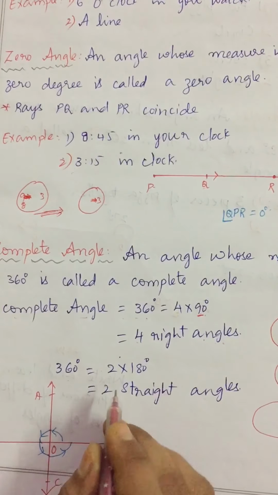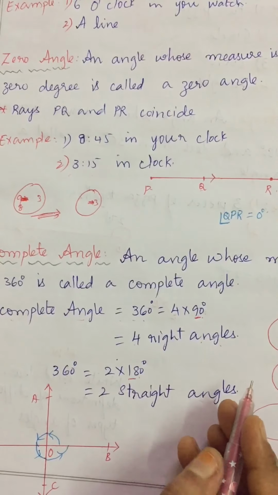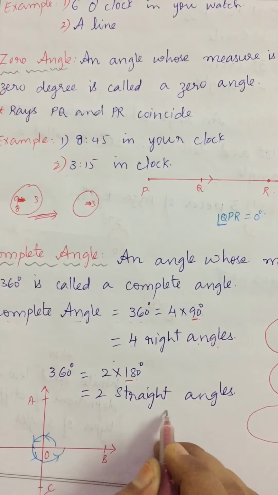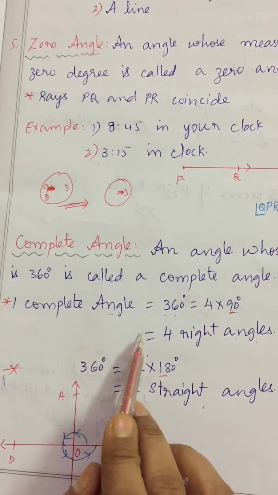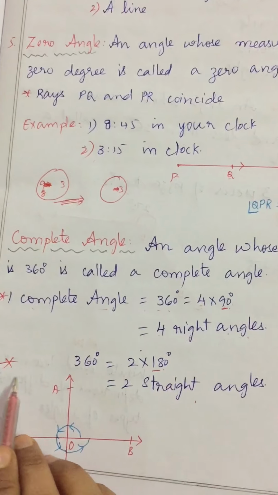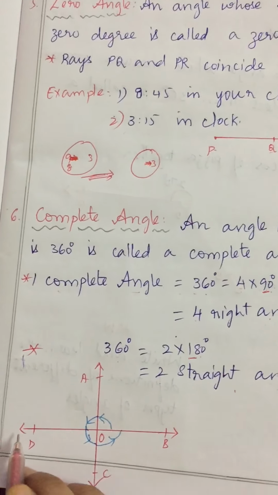One complete angle makes 4 right angles. Again this 360 I can write as 2 into 180 degrees. 180 is what? Straight angle. So 360 makes 2 straight angles. Important point children: one complete angle makes 4 right angles and one complete angle makes 2 straight angles. Clear children? See the diagram here.